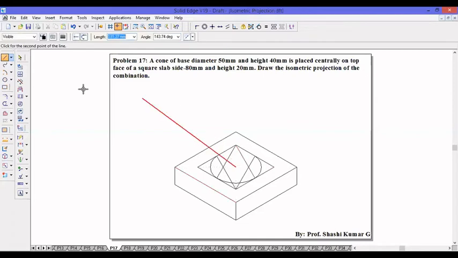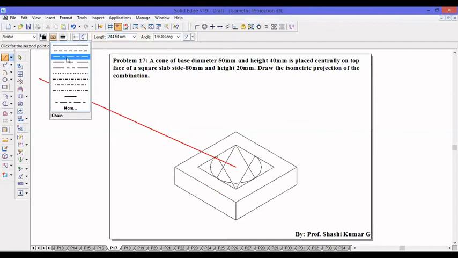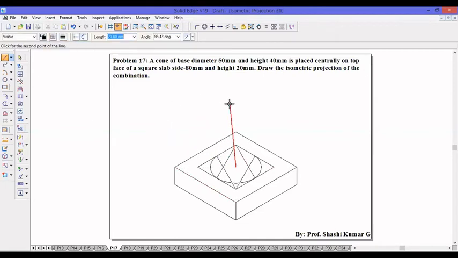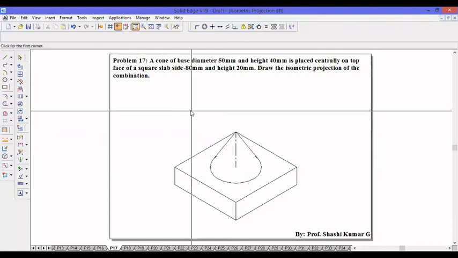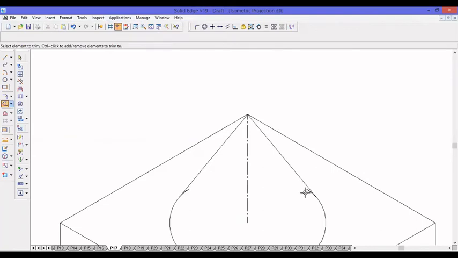Once again from there we need to take the height of the cone, 40 mm. So 40 mm at 90 degree is coming on the corner itself. Go for continuous line and join the tangent lines to the corner and trim the unwanted construction lines. Take zoom and give finishing.